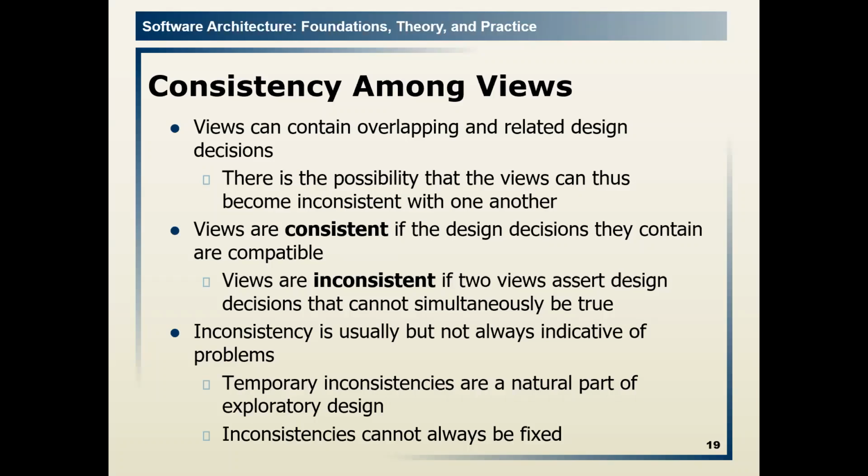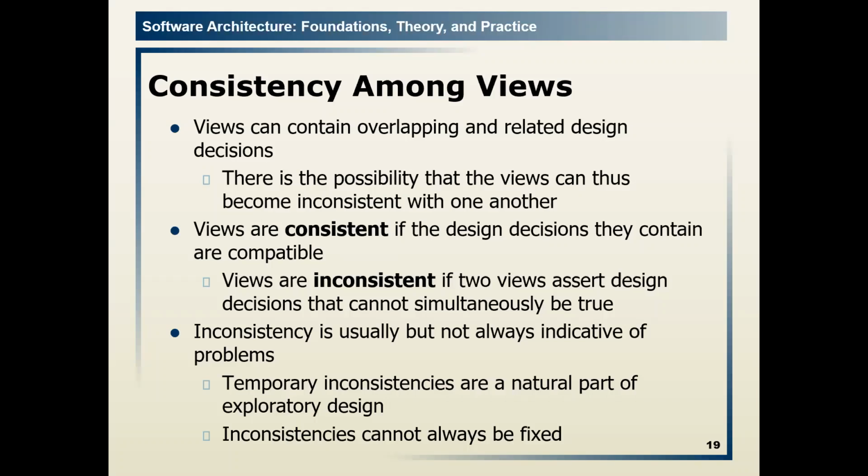If the views are inconsistent, two views have design decisions that cannot simultaneously be true, so one of the two will have to be modified. Inconsistency is usually, but not always, indicative of problems. Usually it indicates that some design problem is there, because normally we look at the design specs or the requirements specifications. If two different competing requirements are there, then this kind of inconsistency could be introduced into the models.